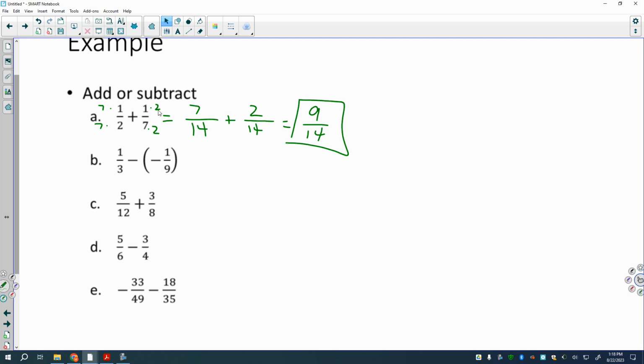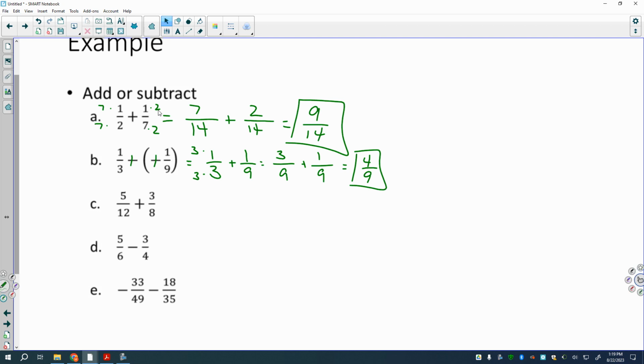For B, that minus and negative becomes a positive. So I'm going to go ahead and do 1/3 plus 1/9. Now my common denominator, the smallest thing that 3 and 9 will both go into, is 9. Now the second one already has a 9, so I'm going to leave that as 1/9. But 3, I multiplied that by 3, so I multiply the top by 3. So I get 3/9 plus 1/9, and that is 4/9.